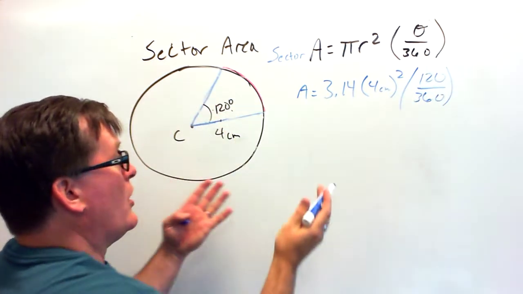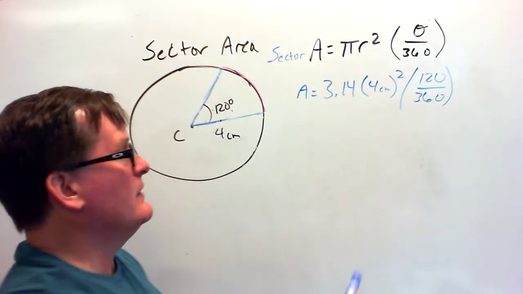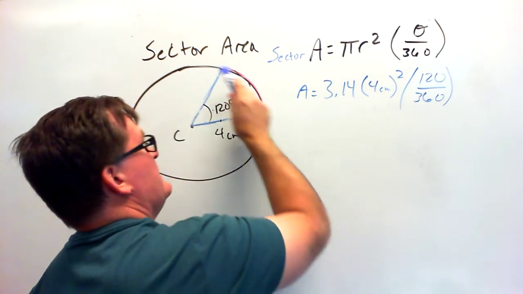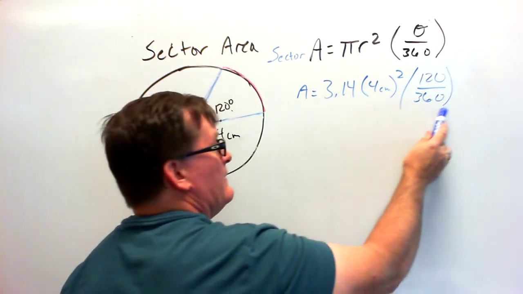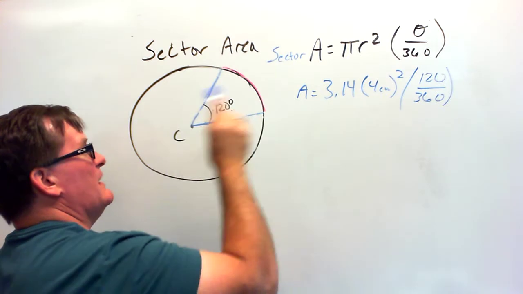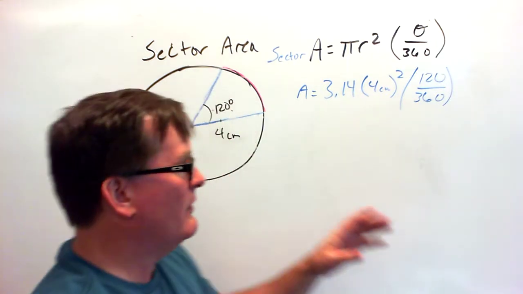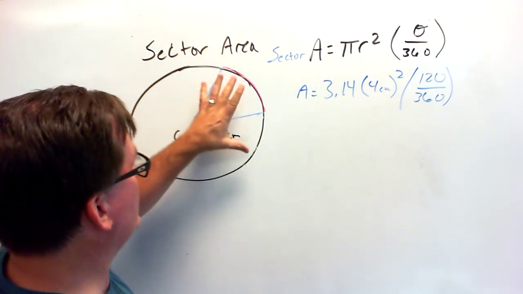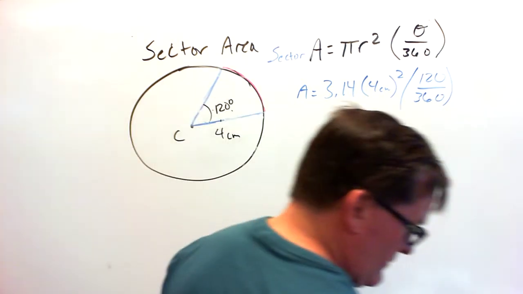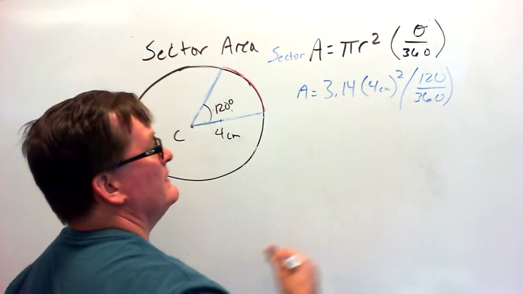So that's what part of the circle we're finding the area of. Of course, this formula you'll recognize would give us the area of the entire circle times the fractional piece of the circle we actually want to look at. We only want to know the area of the 120 degree piece of the circle. So now what's left to do is the math.